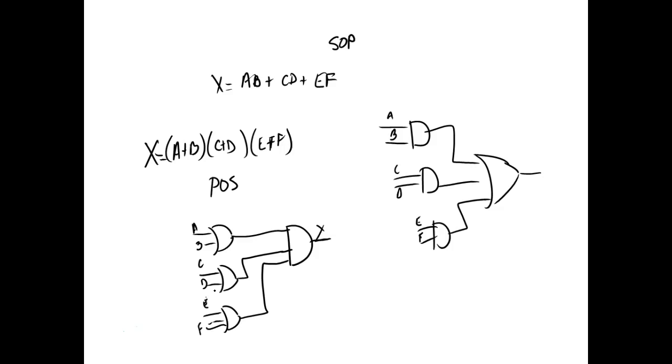So a product of the sums is going to input on ORs and output on AND, right? And the sum of the products is going to input on AND and output on ORs. And believe it or not, we can take almost any equation and turn it into one of these two.